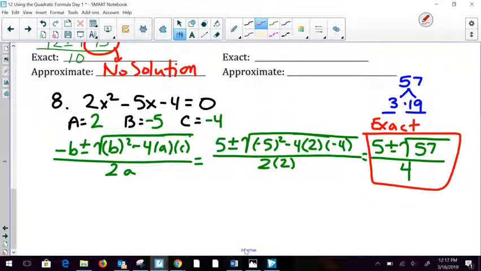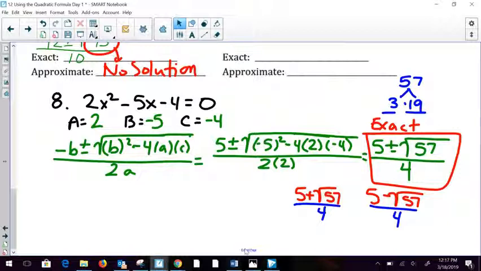To get the approximate now, we need to separate it into two equations. I have 5 plus the square root of 57 divided by 4. And I have 5 minus the square root of 57 divided by 4. Now notice how I use two different colors. The reason I use two different colors is because I can't enter this all in my calculator at once. I need to hit an equal sign when I go from red to blue. So the first thing I'm going to type in is 5 plus the square root of 57. And I come up with 12.5.